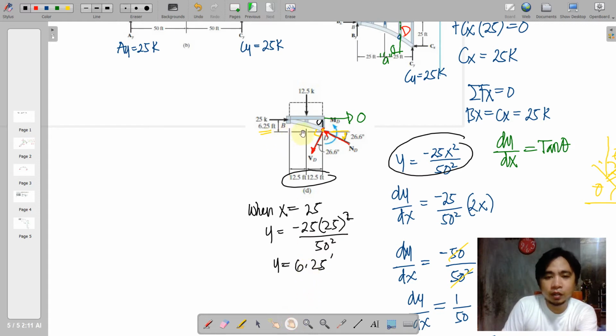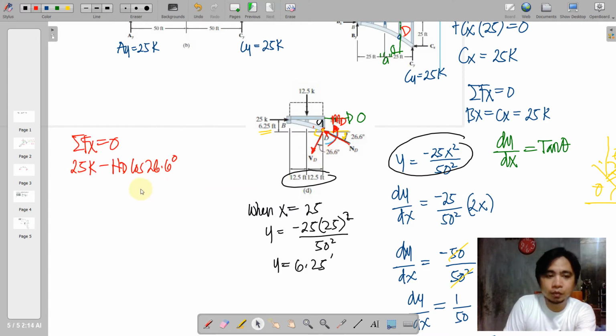So why do we need 6.25? So that if we take moments at D, then we can compute the value of the moment at D. Let me just highlight that one. First, we take summation of forces along x equal to 0. First we have 25 rightwards, and then the normal at D is leftwards, and it is adjacent to your reference angle of 26.6 degrees, so we're going to use the cosine function.